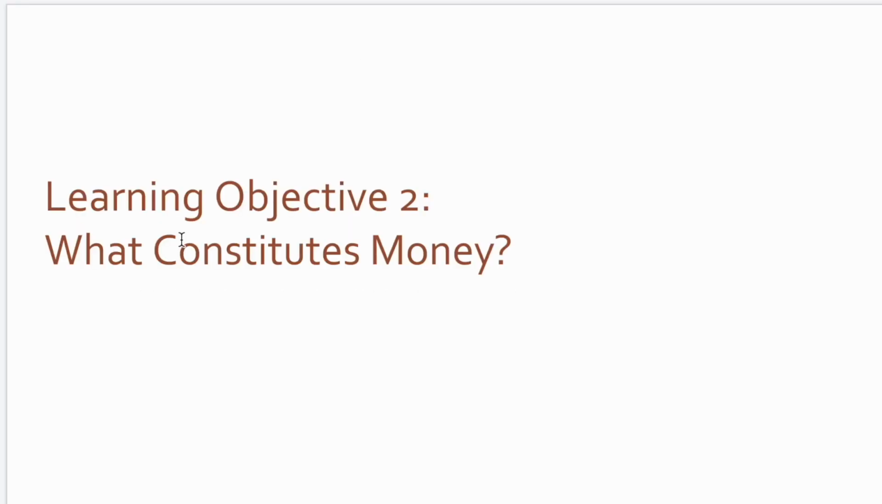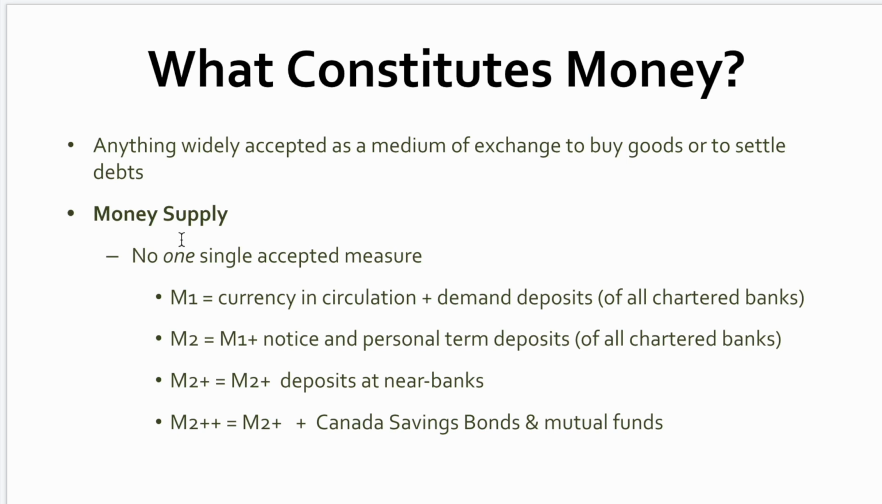Next, let's take a look at what constitutes money. Well, money is anything widely accepted as a medium of exchange to buy goods and settle debts. Now, if we think of the money supply in Canada, if we look at all the bills, all the money, how much is out there? Well, there are a number of ways that it can be measured, and these are aptly named M1, M2, M2+, and M2++.